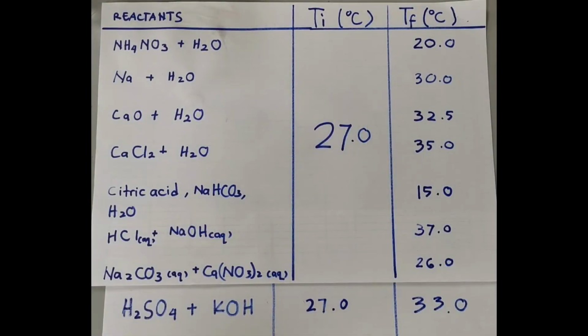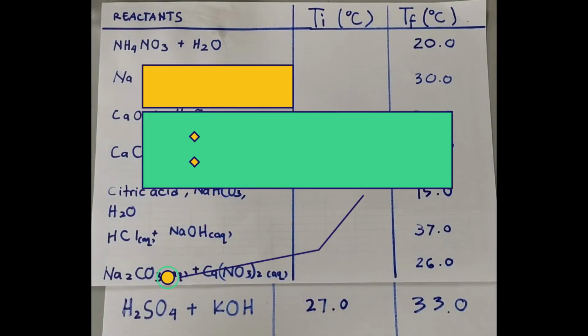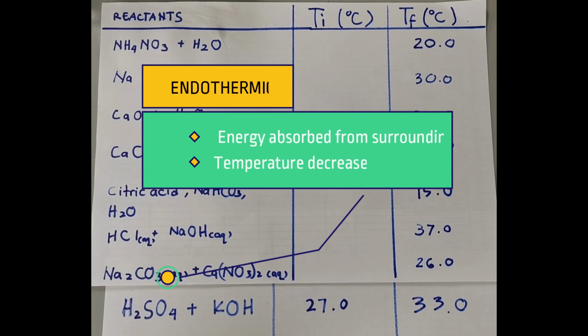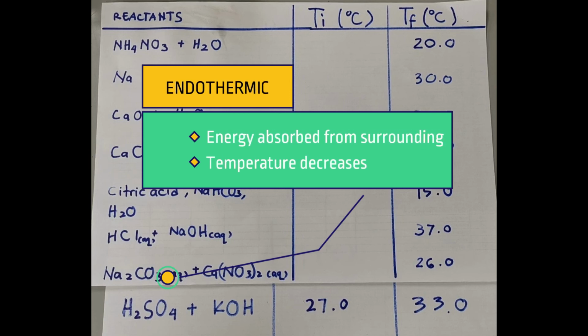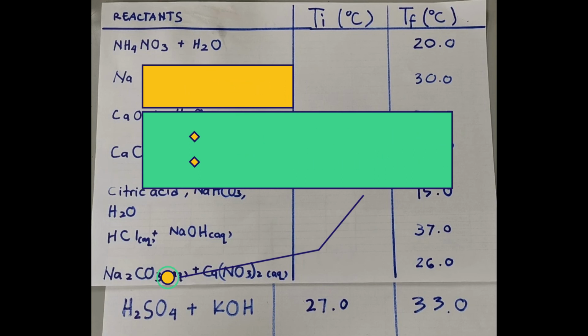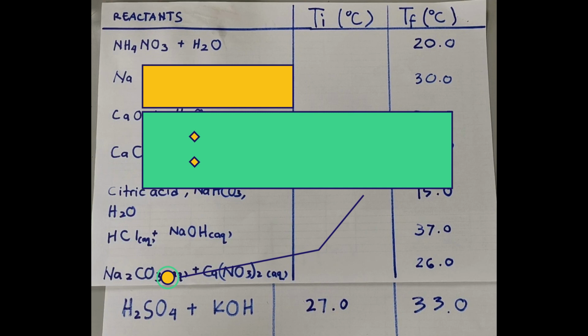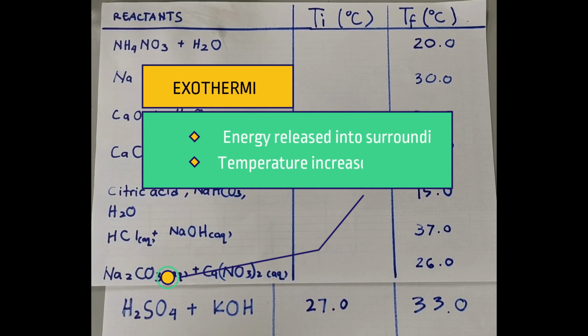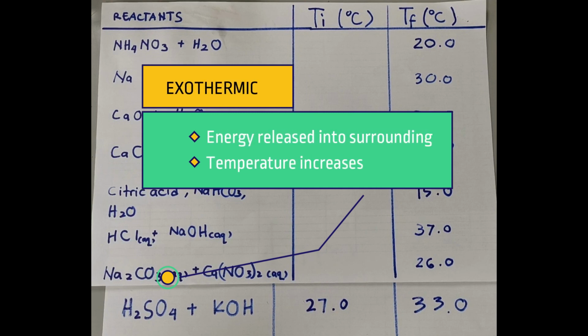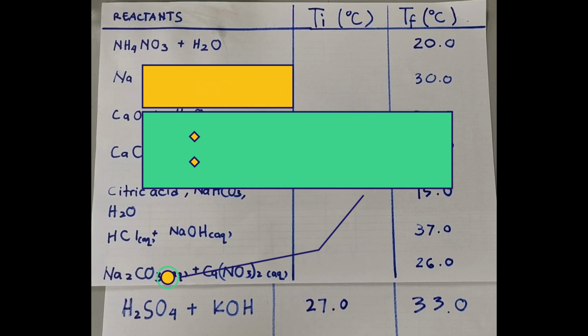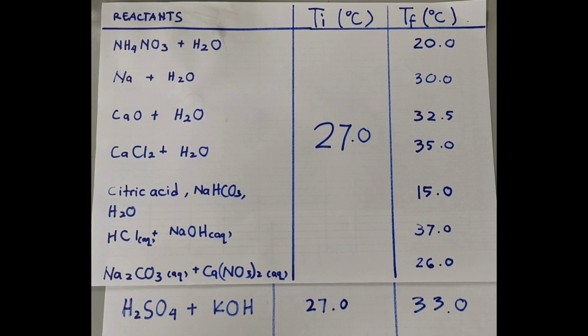Reactions that cause a decrease in temperature are endothermic reactions because energy has been taken in by the system from the surroundings, so the temperature of the surroundings decreases. But reactions that cause an increase in temperature are exothermic because energy has been released by the system into the surroundings, so the surrounding temperature is increased.